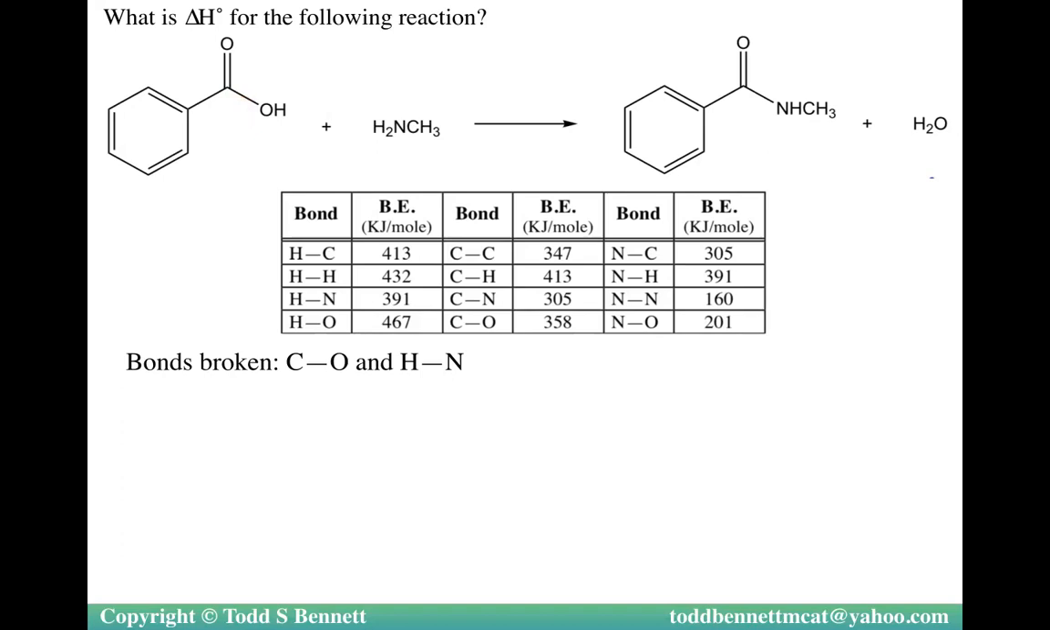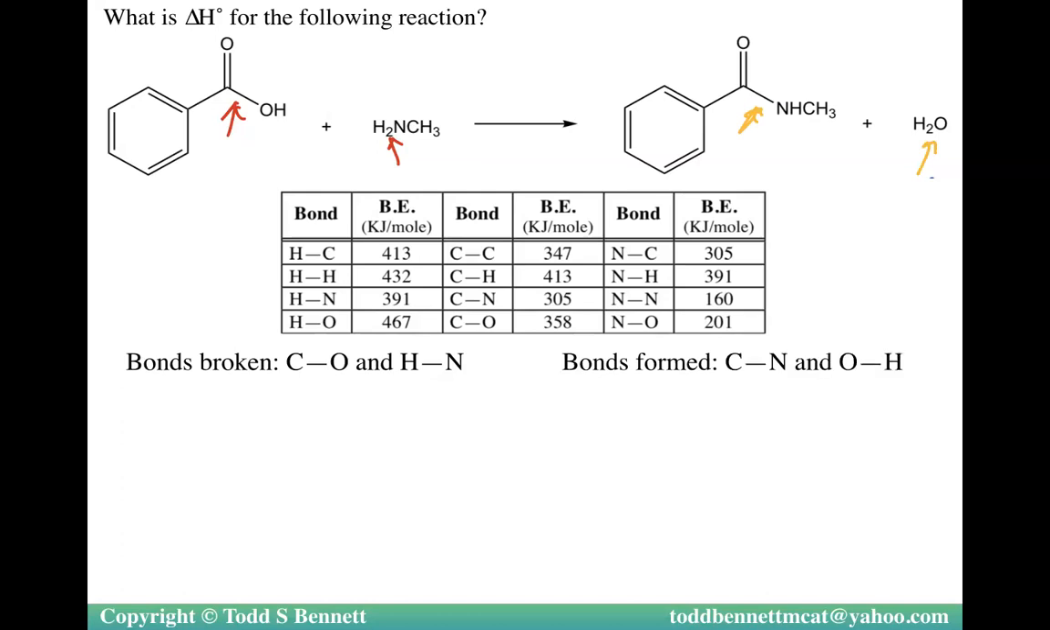Actually, let me draw that for real. Just an arrow, that bond's broken, and an NH, that bond there. The ones that are formed would be an N to C and an OH. Okay, so now I just have to look at the table.